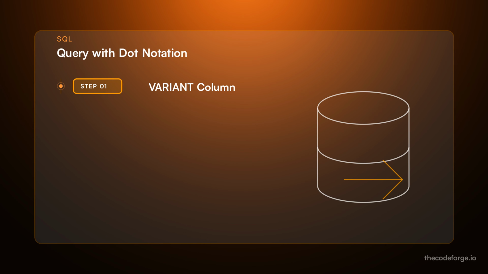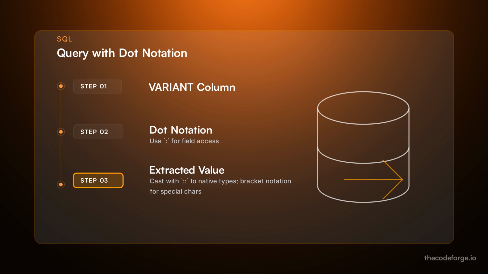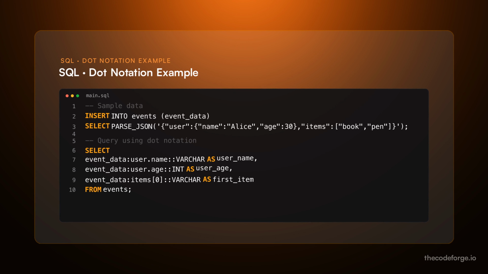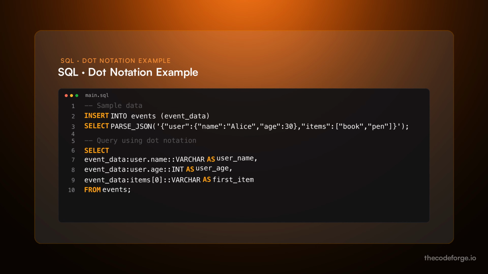Snowflake provides dot notation to access fields in a variant. Always cast the extracted value to a native type using double colon, for better performance, most often to varchar. We insert a JSON object using PARSE_JSON, then query it with dot notation. Notice the double colon to cast to varchar and int. For arrays, use bracket notation with index.